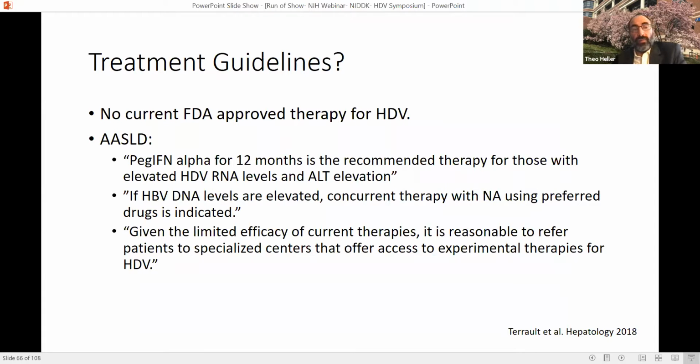What about the treatment guidelines? You've already heard that there's no currently approved FDA therapy. PEG interferon for 12 months is recommended. And if hepatitis B DNA levels are elevated, concurrent therapy for hepatitis B is suggested. The bottom line was referral to specialist centers for experimental therapies. Next slide, please.